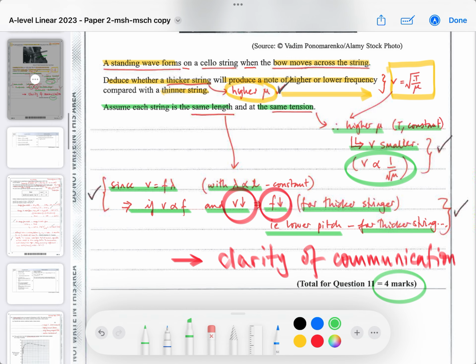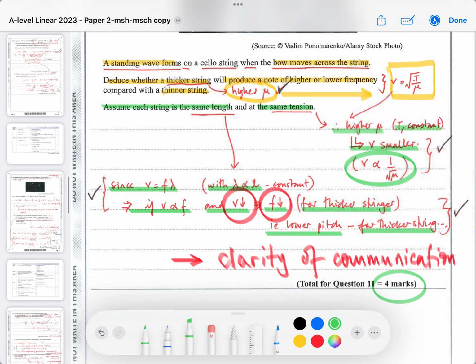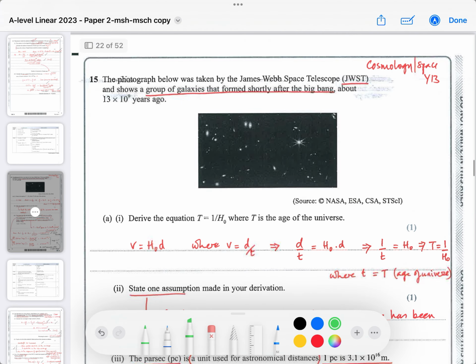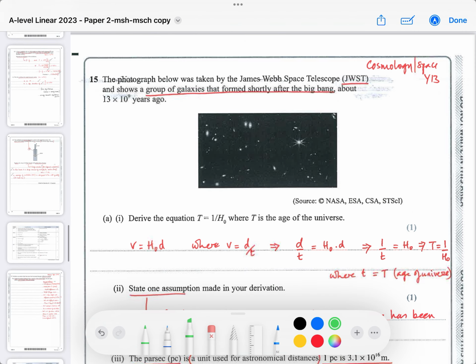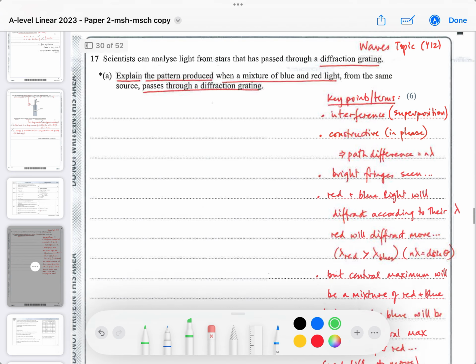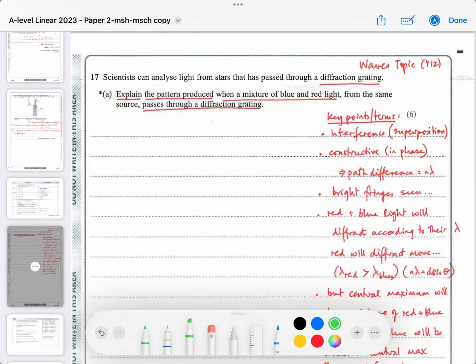I'm now going to go to question 17, if I can find it. We can come back and do cosmology in separate videos. Question 17 is this one. So again, question 17 requires your knowledge of waves from topic 12. Scientists can analyze light from stars that have passed through a diffraction grating. So the main topic from year 12 is diffraction grating. It's a 6 marker. So people doing year 12 can also benefit from seeing this part of this question.